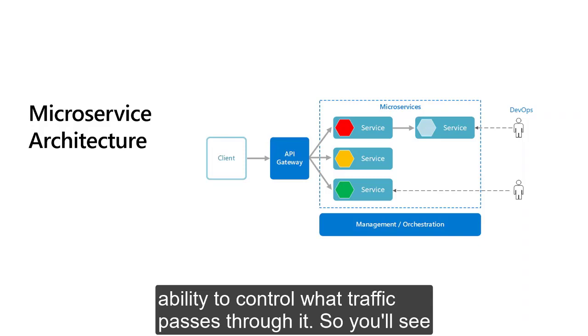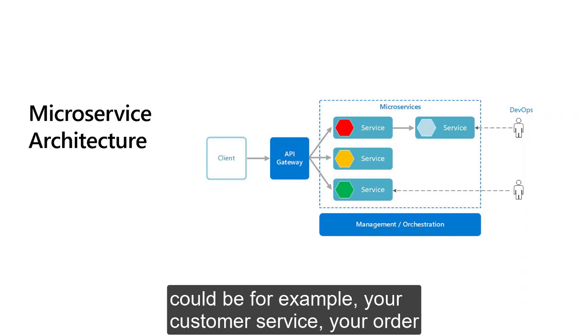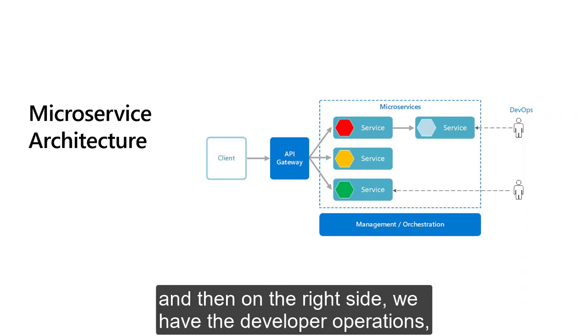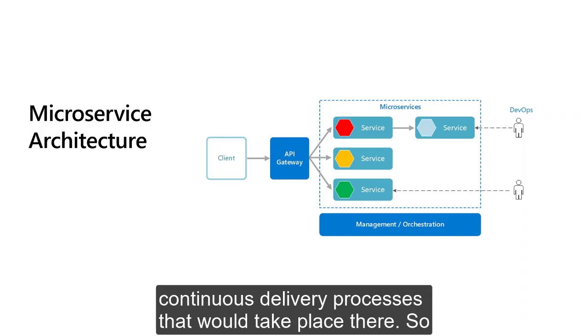So you'll see here that we have 3 or 4 different services. Those could be, for example, your customer service, your order service, a logging service, and a notification service. And then on the right side, we have developer operations, better known as DevOps, and the continuous integration and continuous delivery processes that would take place there.